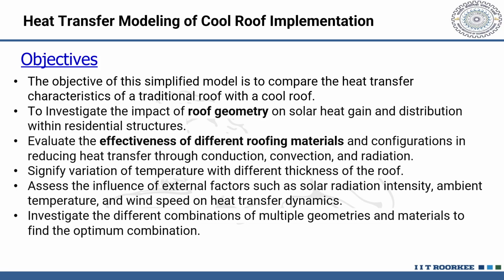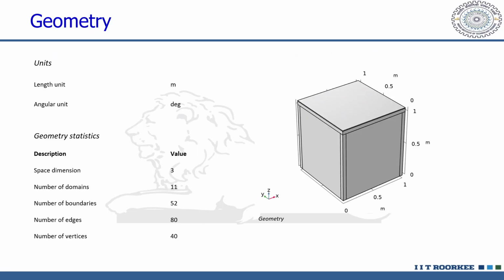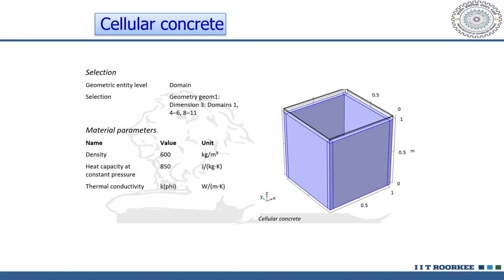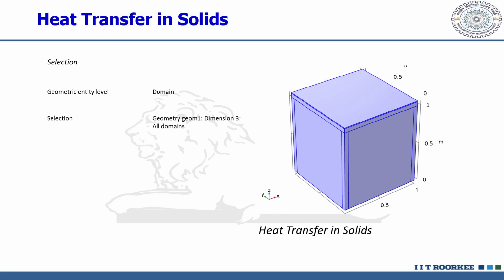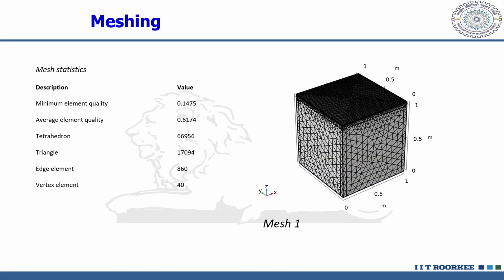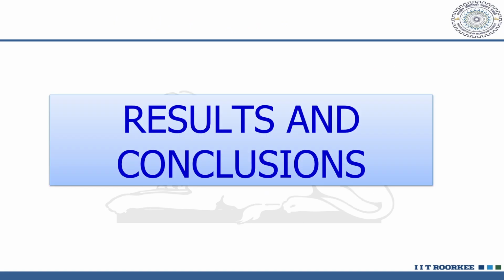So getting back to the presentation, in our modeling approach we use this geometry, and we use white pottery clay, aluminium, air, and cellular concrete as our materials for the different layers. We have used heat transfer in solids as our physics. We have used these equations, as I already mentioned, in this simulation. We have used the basic normal meshing with these element qualities and values here. After that, let's jump to our results and conclusions.